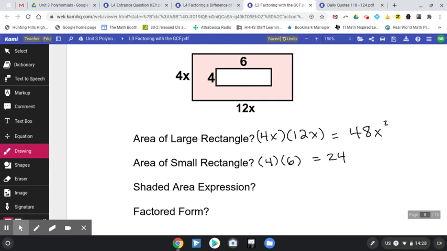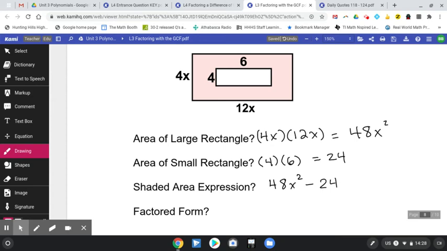And now the shaded area, here's where the strategy comes in. If I want just the pink area, I'm going to take this full rectangle and subtract the part that we don't want to include in our area. So this is what it would look like. I'll take the large rectangle and subtract that small white rectangle, and that would be my expression for area. So we've done that part before, but what's new is the factored form.